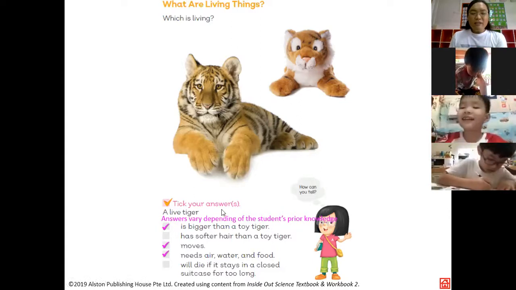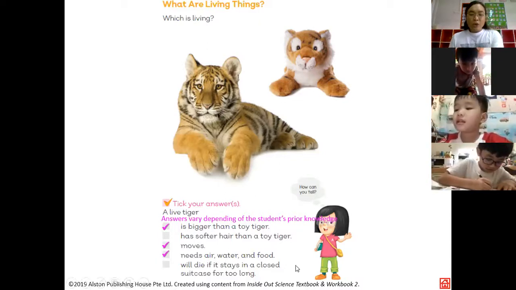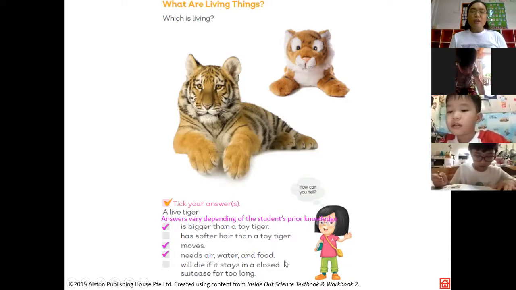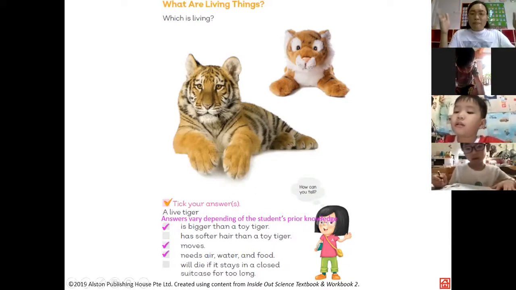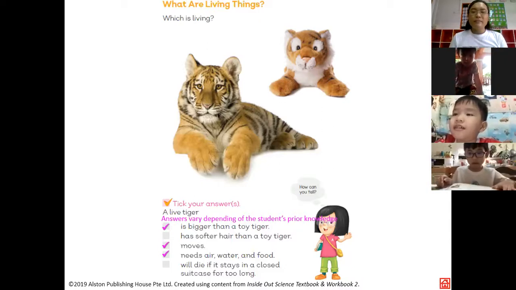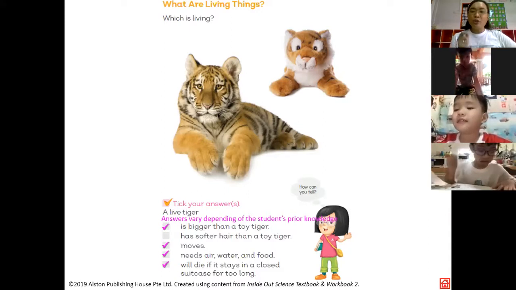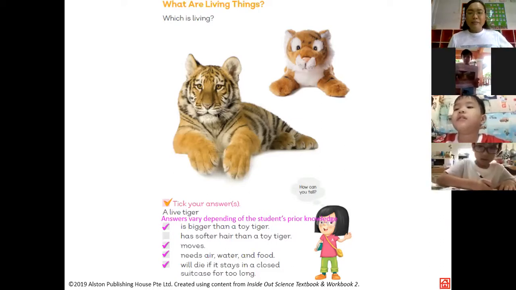Next, a live tiger will die if it stays in a closed suitcase for too long. So for example, if you have a big suitcase and you put the live tiger inside, do you think it will die? Yes. So the live tiger will die if it stays in a closed suitcase for too long. All right, so you have to tick, don't forget.